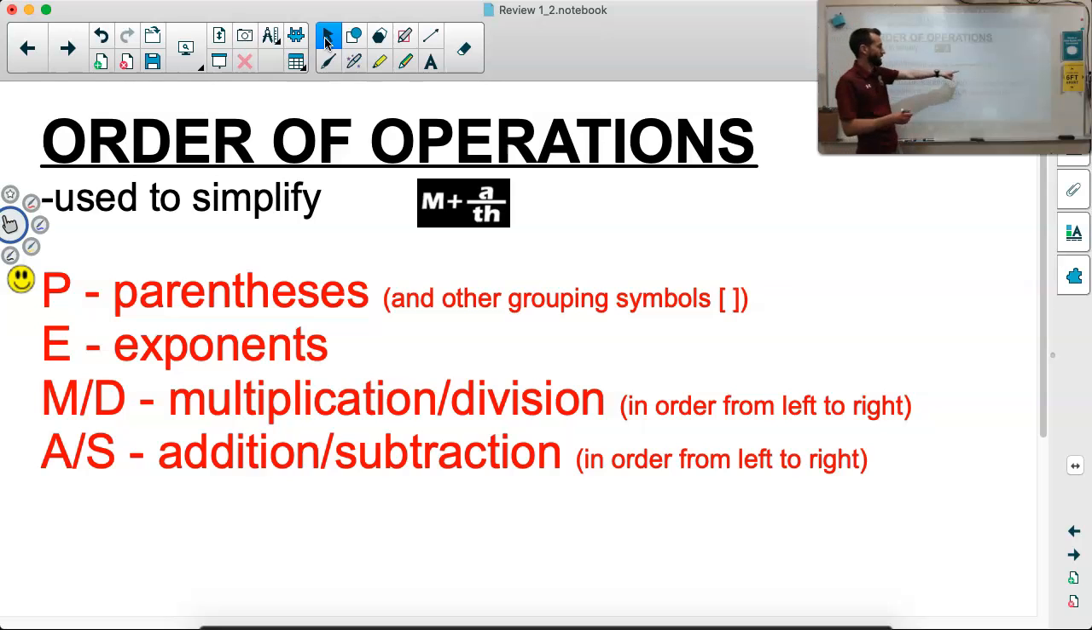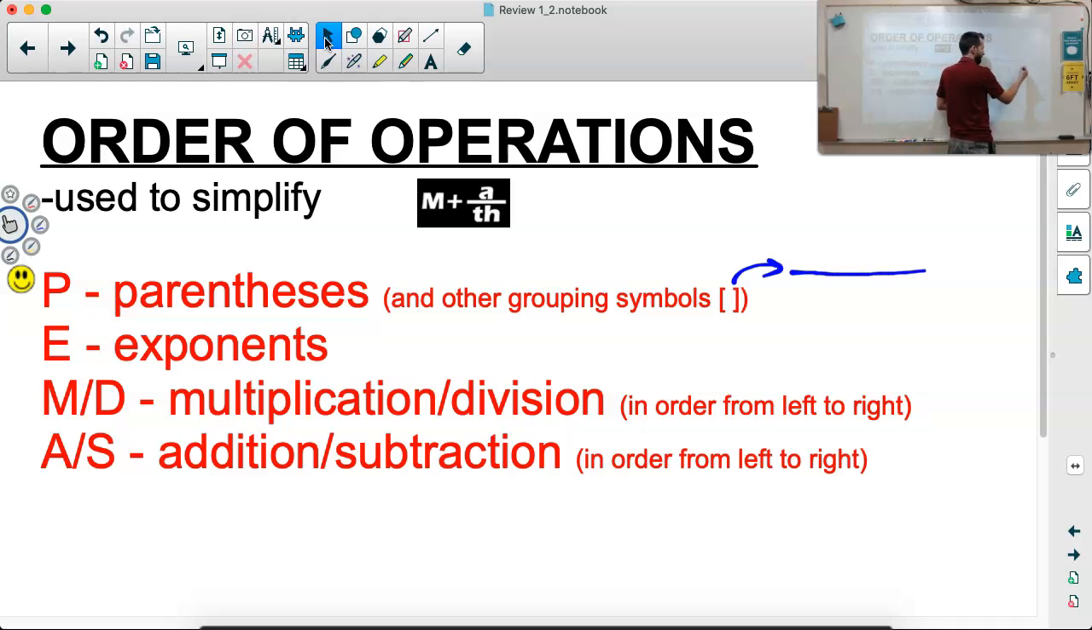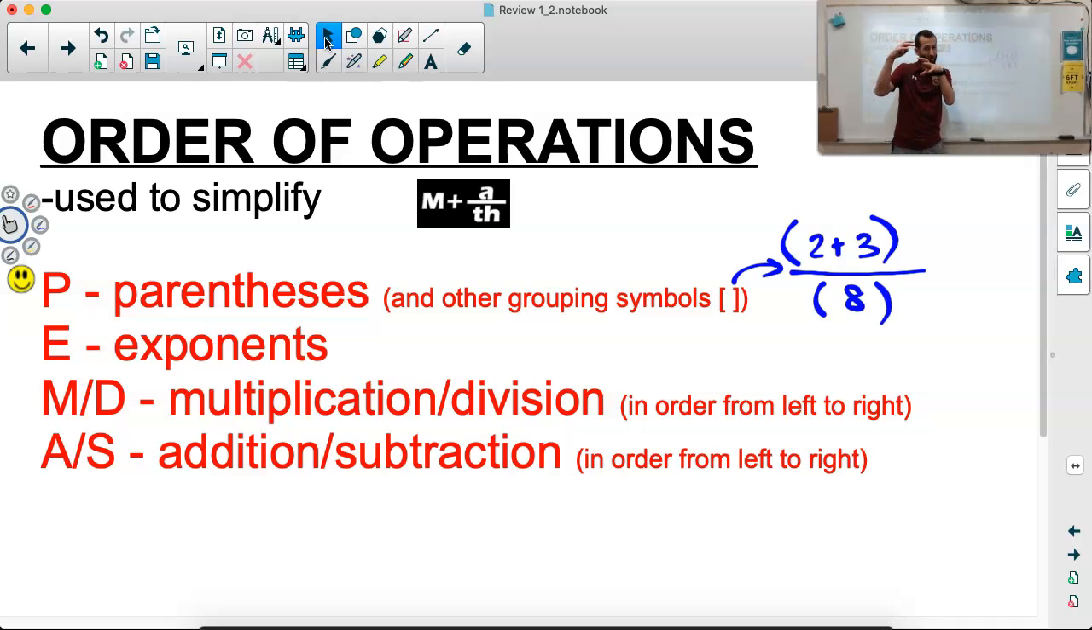So parentheses or any other grouping symbol like a bracket. Sometimes they're square brackets. Another one that a lot of students forget is a fraction bar. So if I have 2 plus 3 divided by 8, you always want to treat this fraction bar as a bracket, which means the stuff on top is in parentheses and on the bottom. So you do everything on the top first, and then everything on the bottom first, and then try to cancel out if you can. Okay?